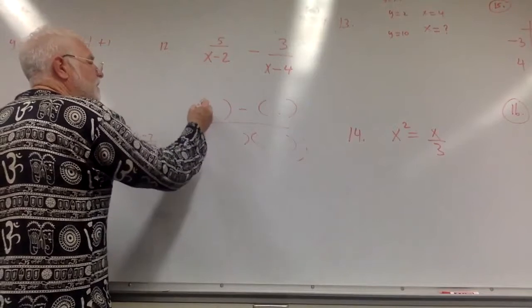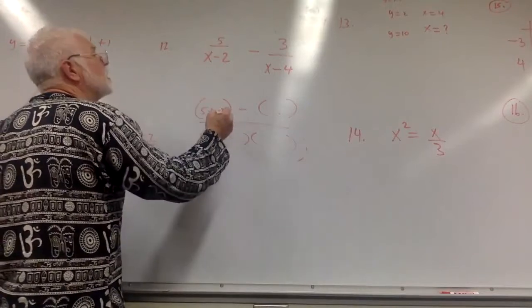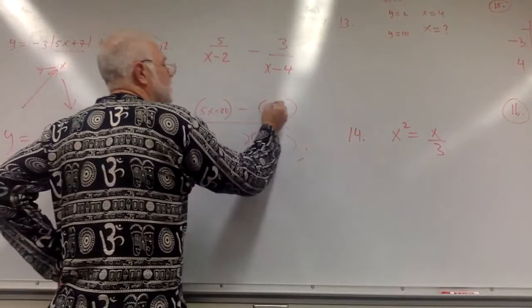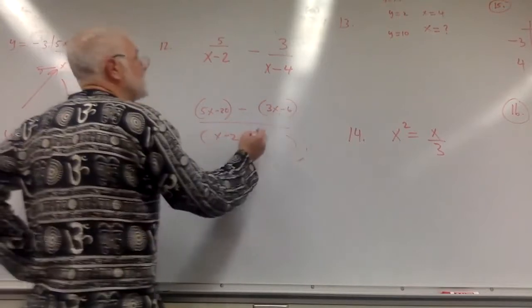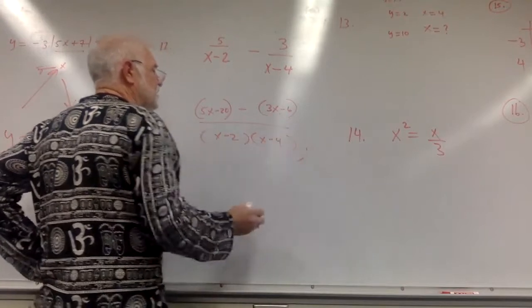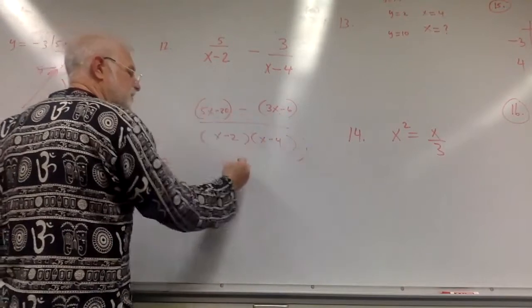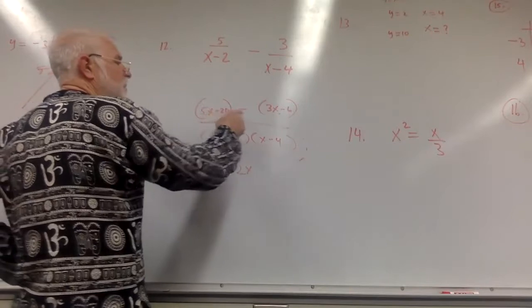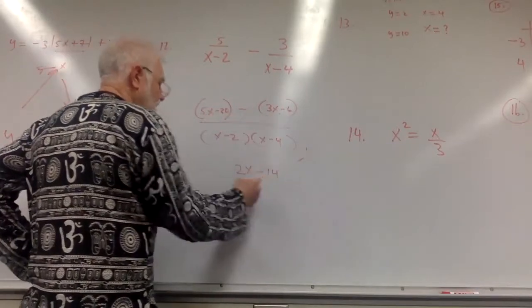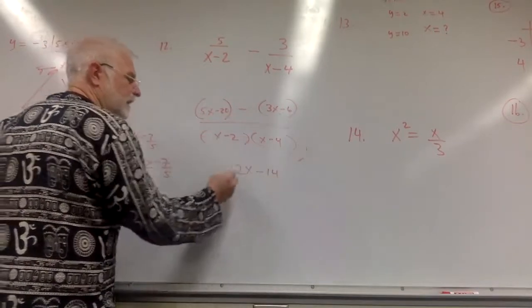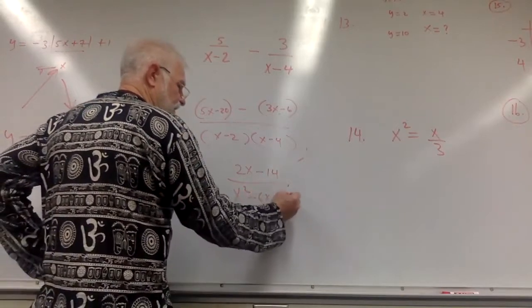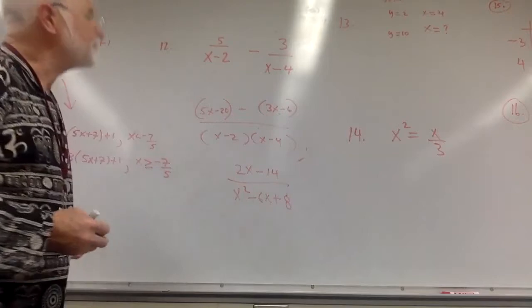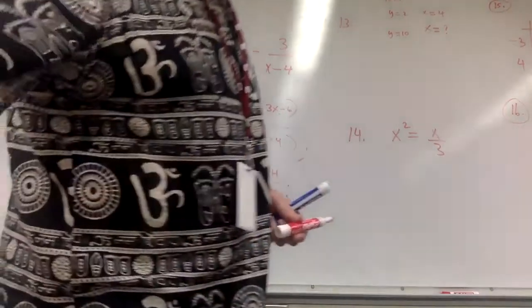All right, so I got 5x minus 20. I got 3x minus 6. And I'm going to leave it as x minus 2, just in case I get some common factors that cancel out of the problem. 5x minus 3x is 2x. Minus 20 plus 6 is minus 14. X minus 7 is not one of the denominators, so I'll do x squared minus 6x plus 8. I think that is fewer strokes of the pen. In this case, the marker.